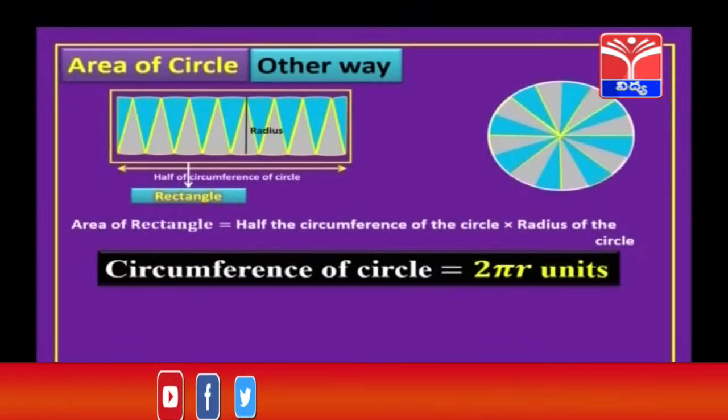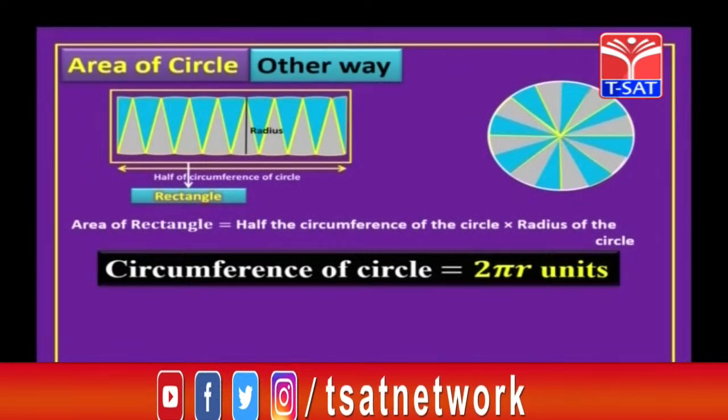Now let us substitute the value or the formula of circumference of circle. It is given by 2 pi r units, and radius is r.